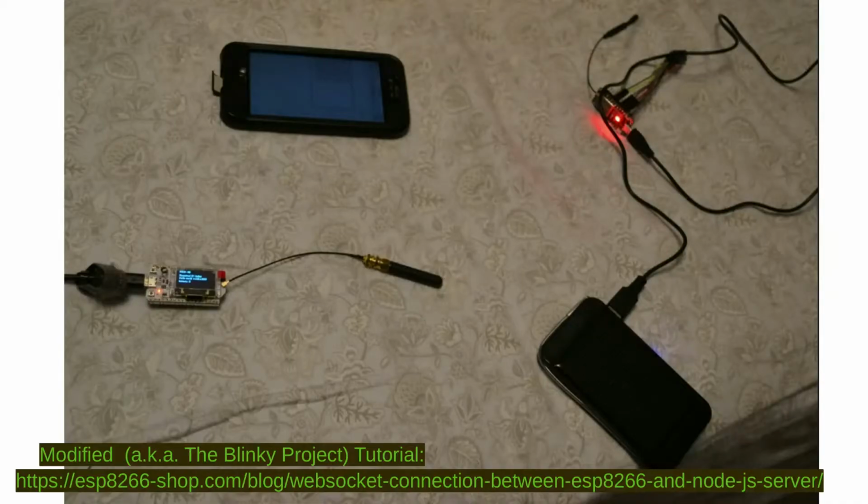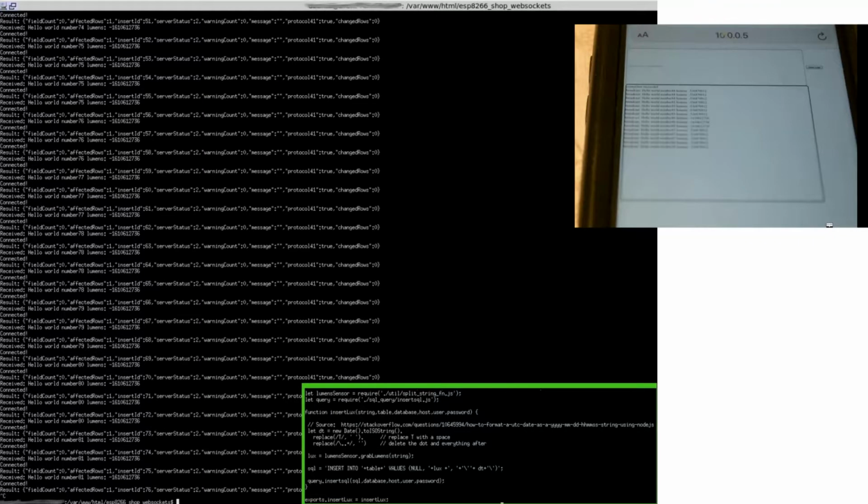A LoRa transmitter with a red light sends sensor data to the white ESP32 LoRa board, which then connects into a Wi-Fi network, which sends data over WebSockets and onto a Node.js server. The Node.js server echoes out the data to other devices like my iPhone, but also writes data to a SQL database. I started with the tutorial from the ESP8266 shop website and added a LoRa link and the writing data to the SQL database functionality.